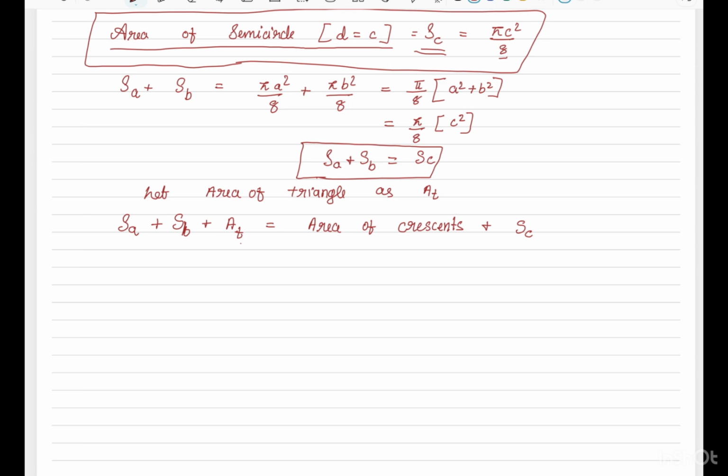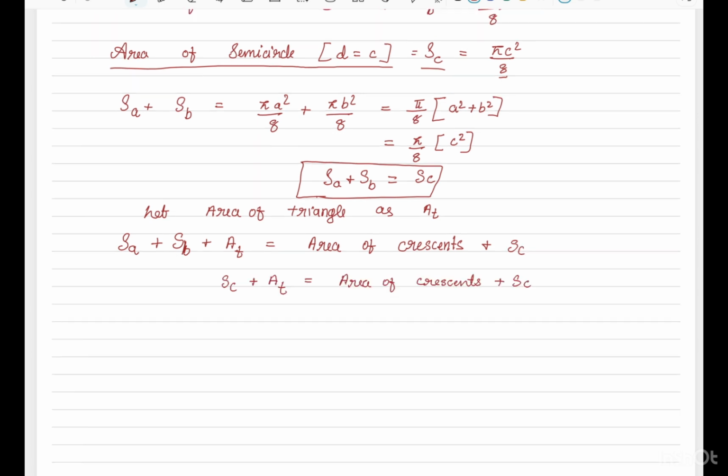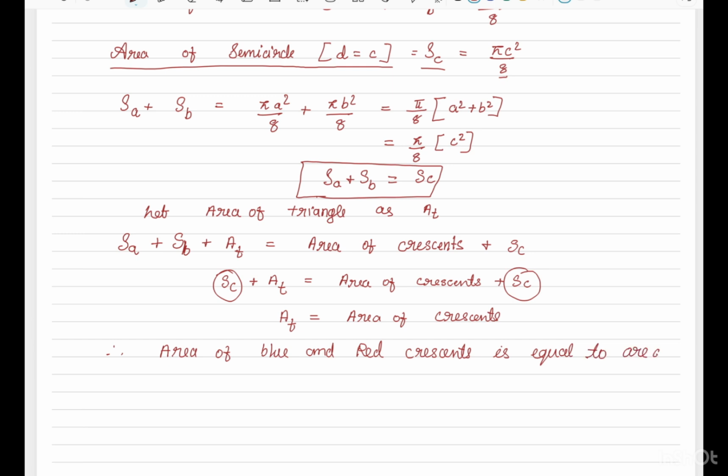So we have SA plus SB is SC. So SC plus the area of the triangle equal to the area of the crescents plus SC. SC is common, so we can cancel them. So we have the area of the triangle is equal to the area of the crescents. So the area of the blue and red crescents is equal to the area of the triangle. So that is the answer.